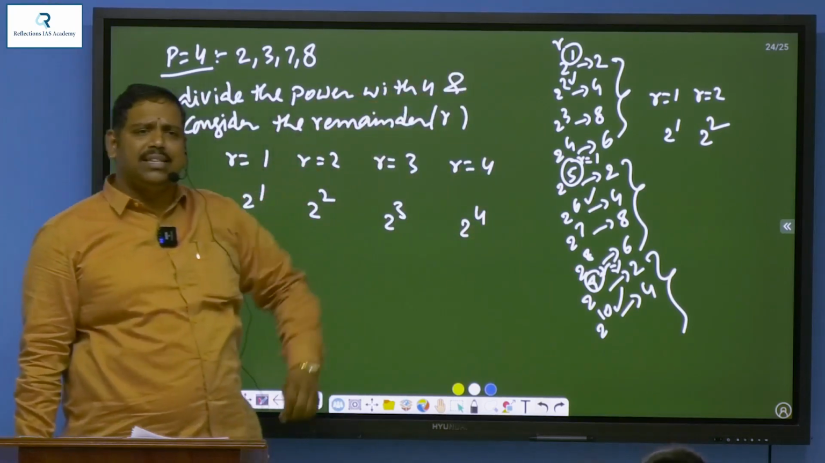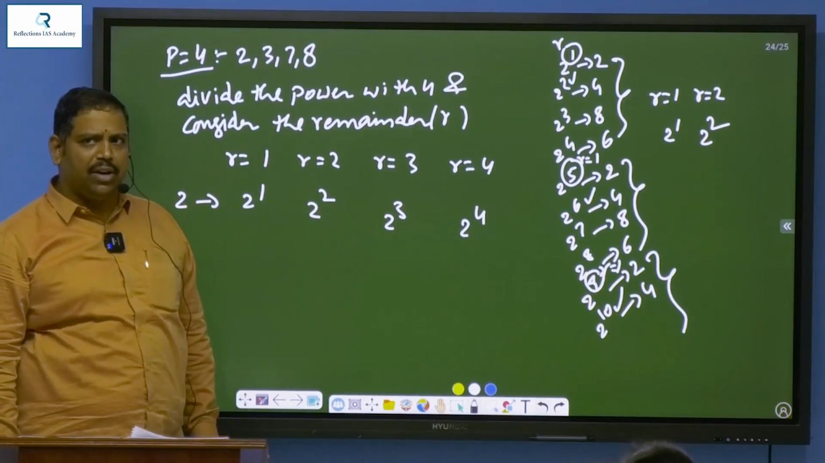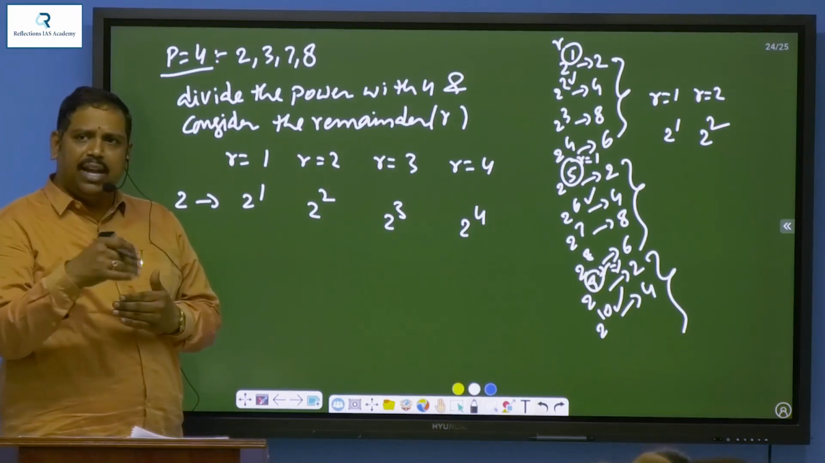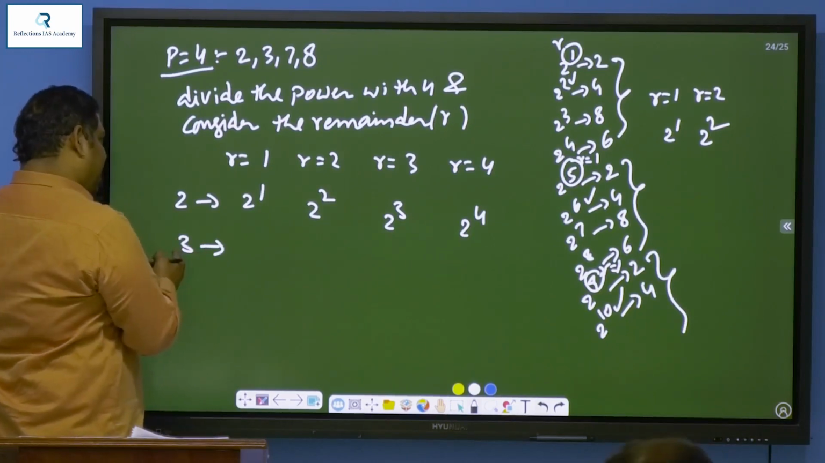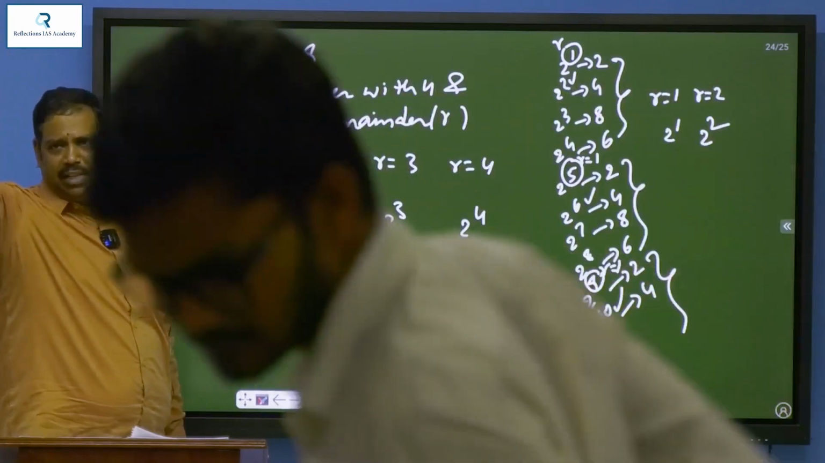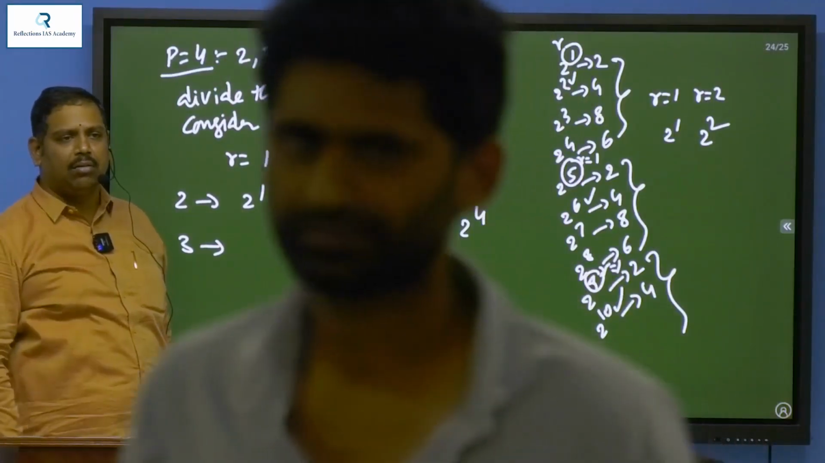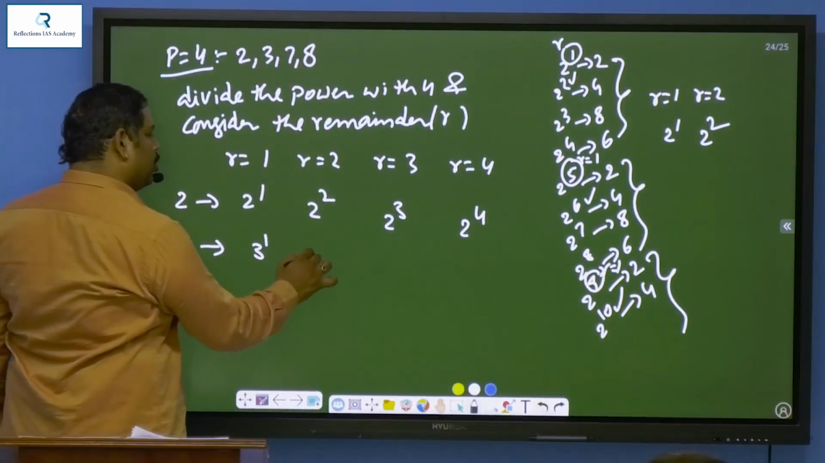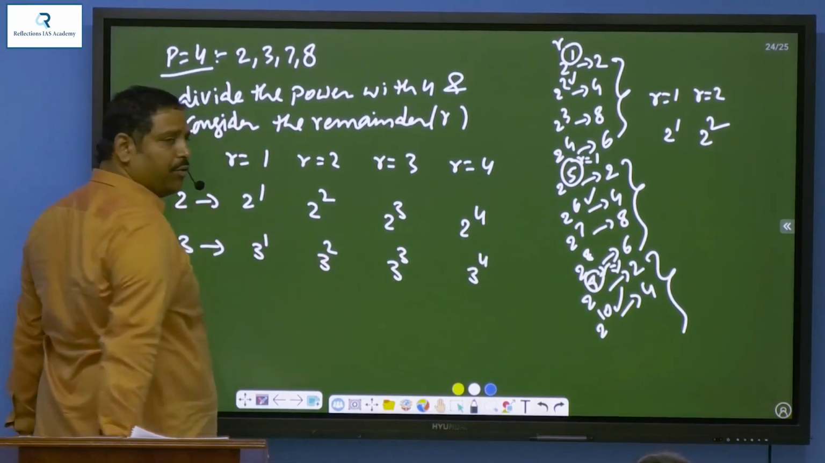Okay. Sir, I have shown for 2. What about for 3? The same or a different one? Same only, because it will also repeat for every 4 times. So that's why again same only. Okay, for 3 also the same. If we are given any question like 573 power 573, divide the power with 4 and consider the remainder. If the remainder is 1, 3 power 1. 2 means 3 square. 3 means 3 cube. 4 means 3 power 4.